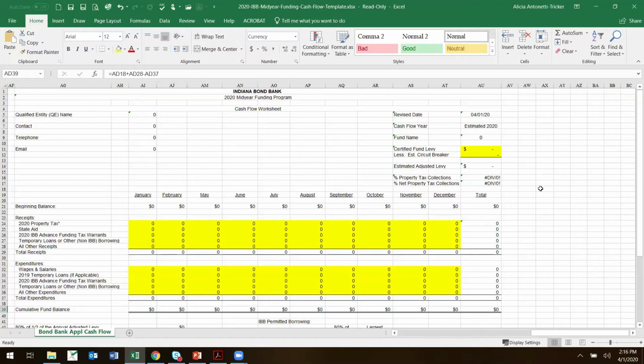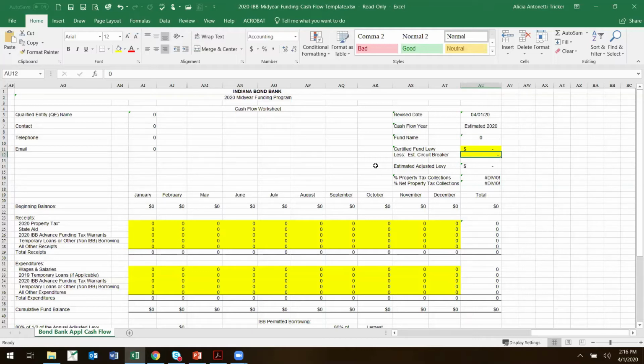So looking into 2020, again, you would pull your certified fund levy, your estimated circuit breaker. If you're unsure what that loss is, you can leave that blank and then we'll pull that information. So if that becomes a struggle on figuring what that is, I would just encourage you to leave that as is. And then the CRO team will work with the bond bank and we'll complete that portion for you. So don't get hung up on trying to figure out what that actual circuit breaker loss is per fund. We'll work on that.